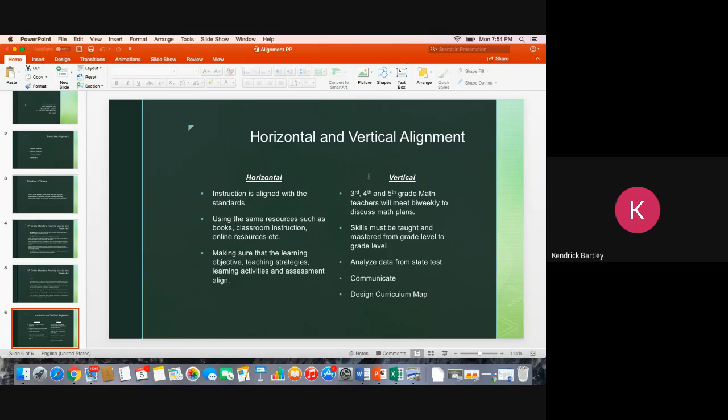And that's where we must stop, which comes back to this vertical alignment. Every grade level must make sure they're doing what they're supposed to be doing before that child leaves that grade level. And I would stop there. So that's how I would do my horizontal and vertical alignment with this particular standard.